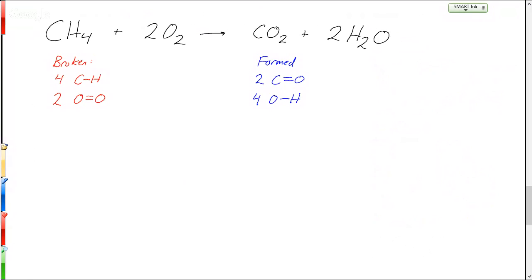So now we've got to look up those numbers. I've got them here, so I can write them down. CH bonds are each 414. OO double bonds are 498. CO is special in CO2, so that's 799. And OH is 464. Oh yeah, that's higher than an HH bond too.